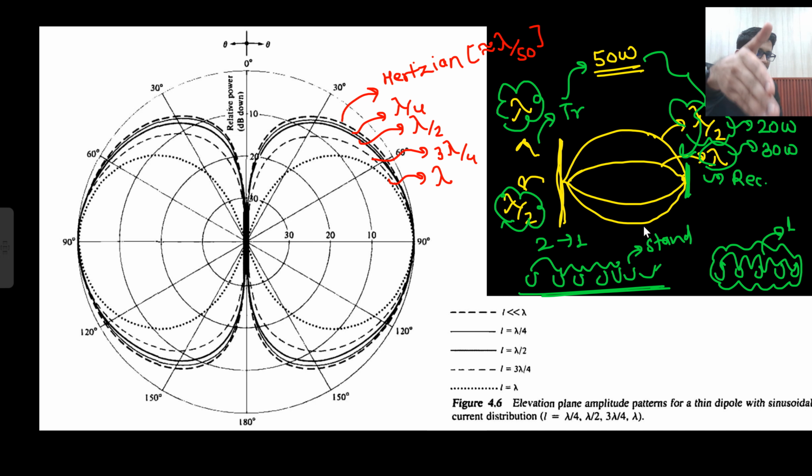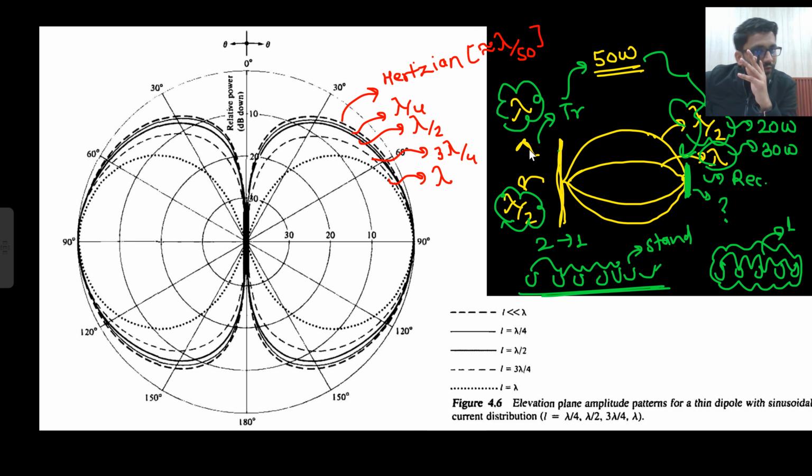Both are radiating 50 watt power, but the receiver will receive different amounts of power. Why is that so? Because in the lambda length antenna, if you see the radiation pattern, it is more concentrated towards 90 degree. So at 90 degree, if I am putting my receiver here, then for lambda length... I am talking about the length of these antennas.